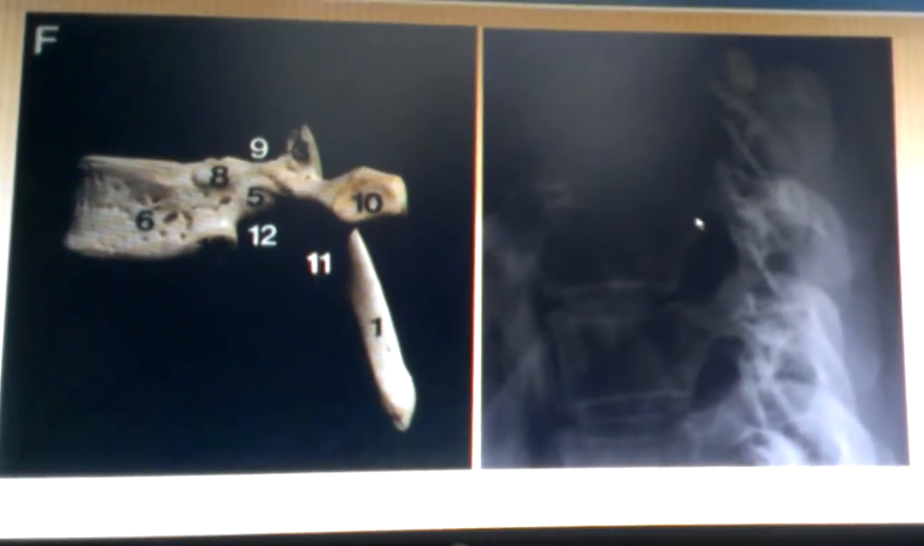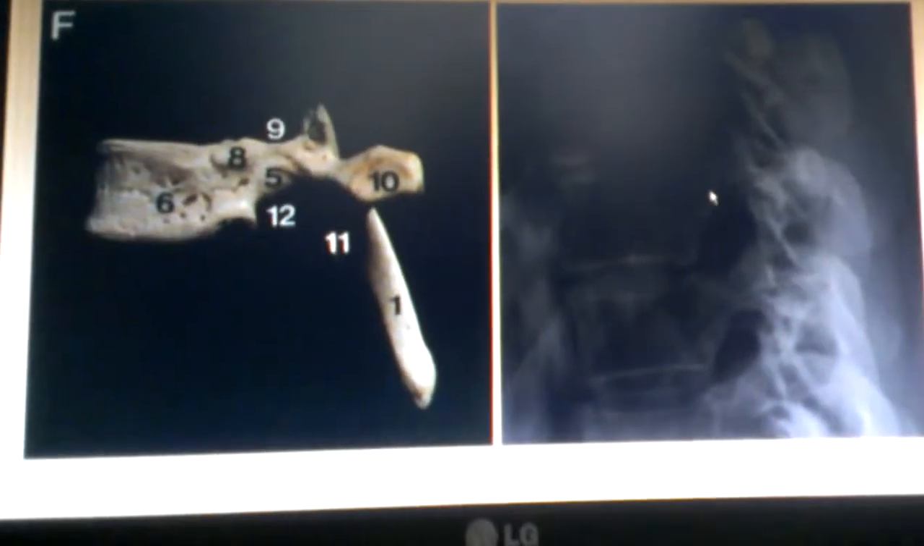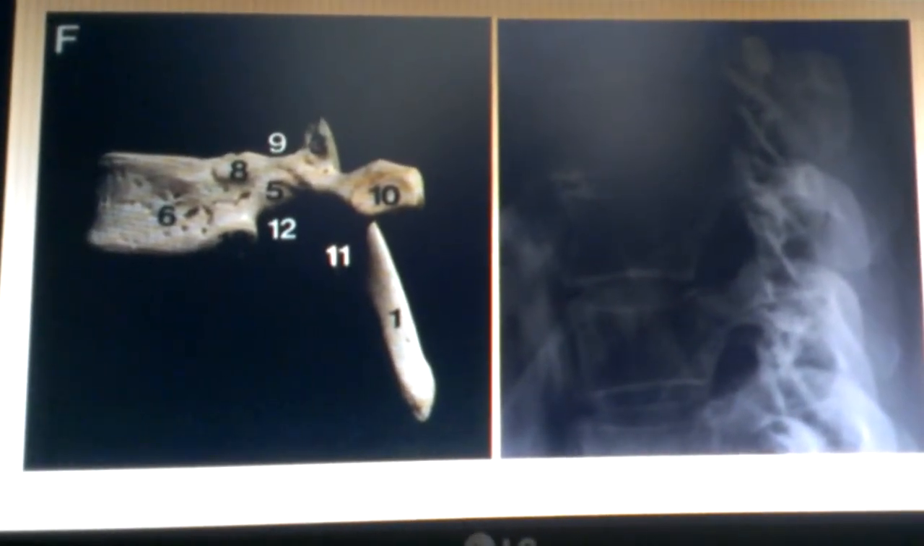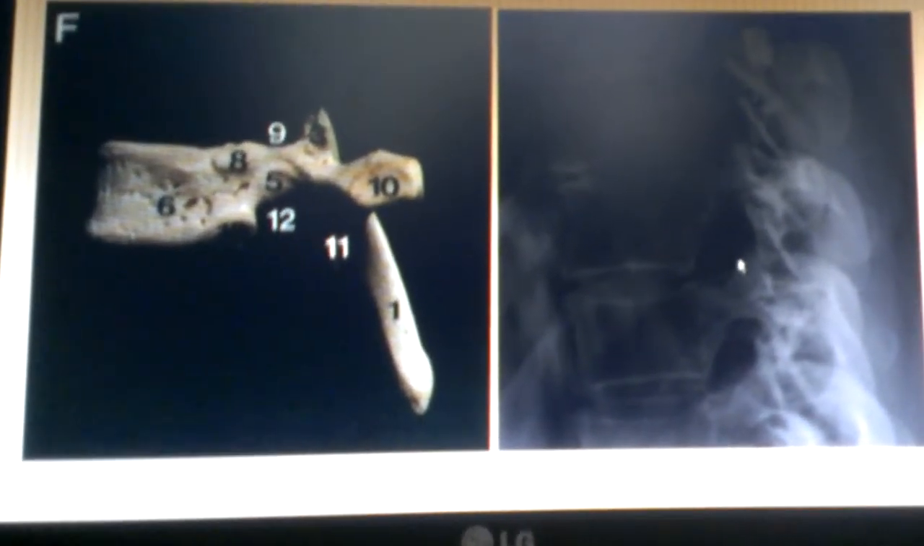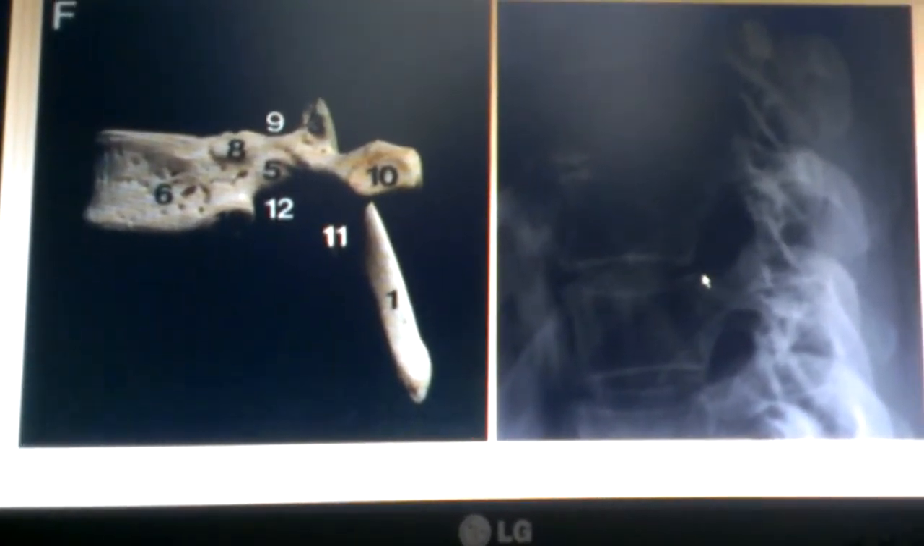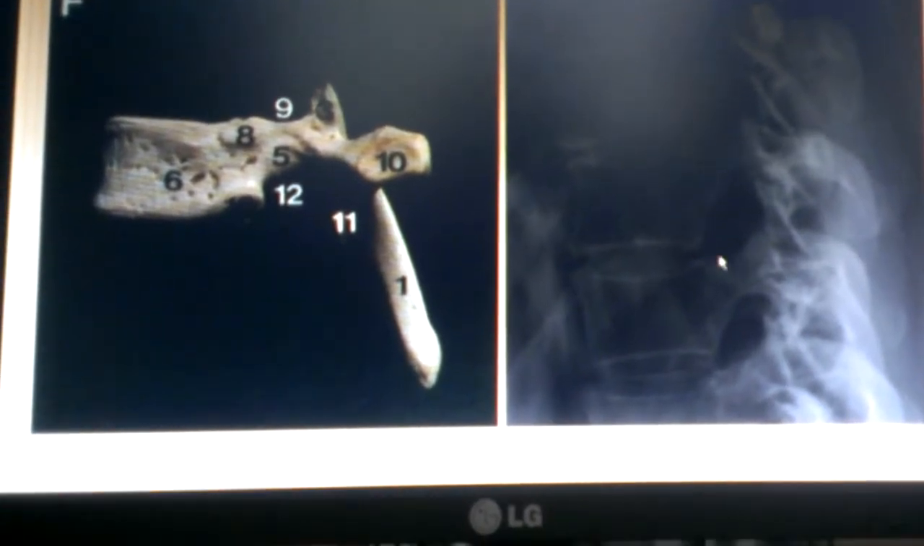Okay, so the pedicle is this, right? It's that horizontal kind of bar or bony bridge that will form the roof of your IVF, and it also, with the subjacent vertebra, forms the floor of the IVF.